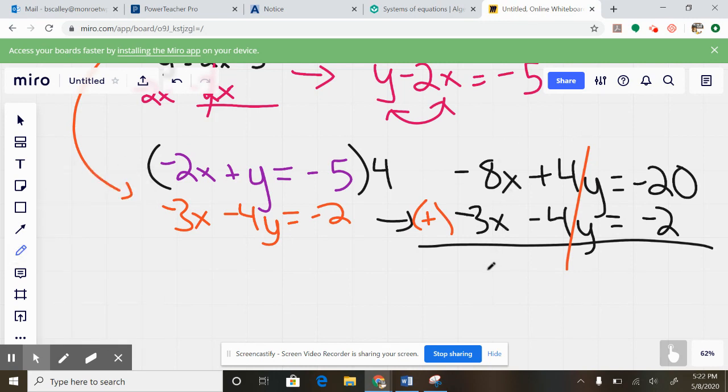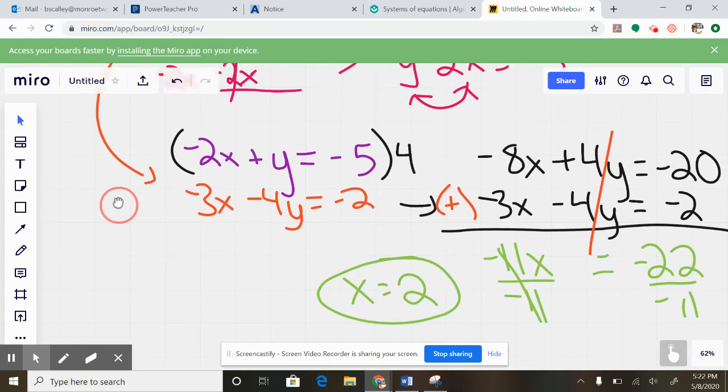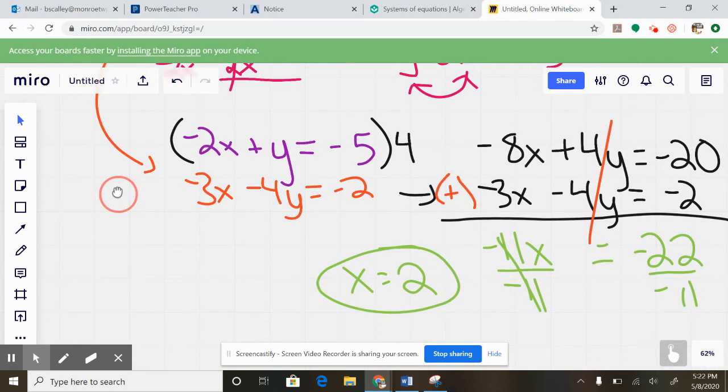Negative 8x plus negative 3x is going to be negative 11x. Negative 20 plus negative 2 is negative 22. And I divide both sides by negative 11. And I'm going to get x equals 2. Just like I did in the last problem, that's one of my two answers. I'd have to go back to one of my original equations to figure out the y value. So I can go back to really any equation that has x and y in it. As long as the equation has both variables, I can use it.